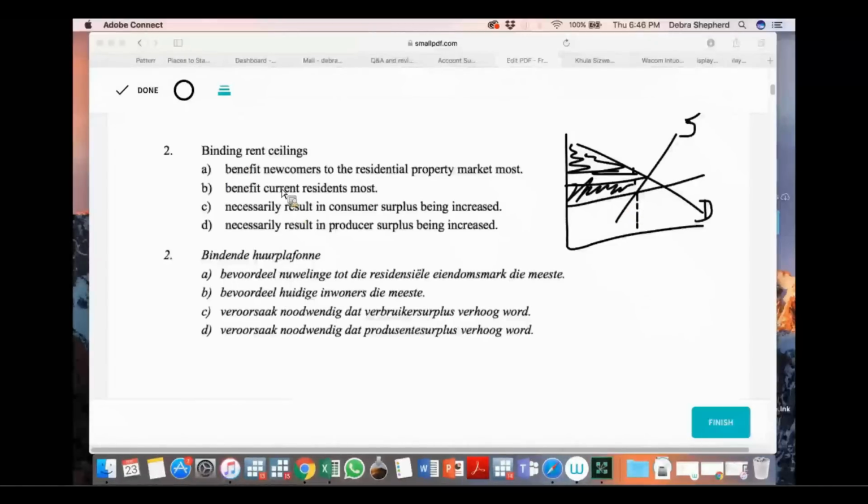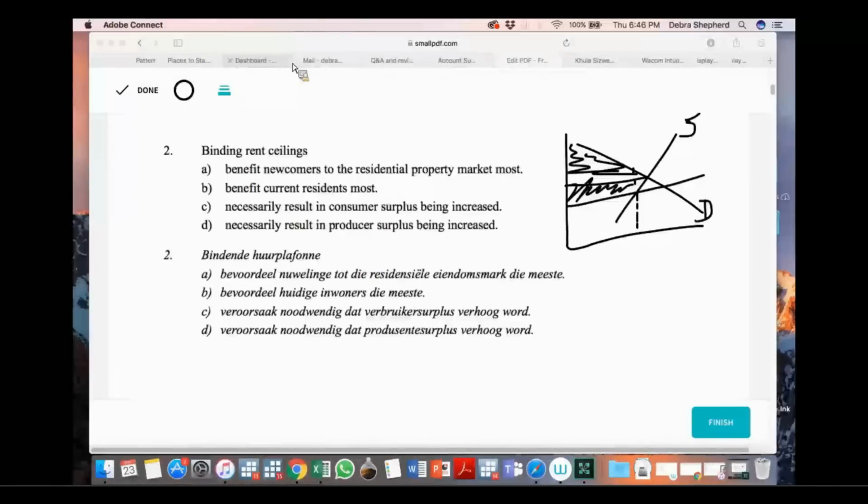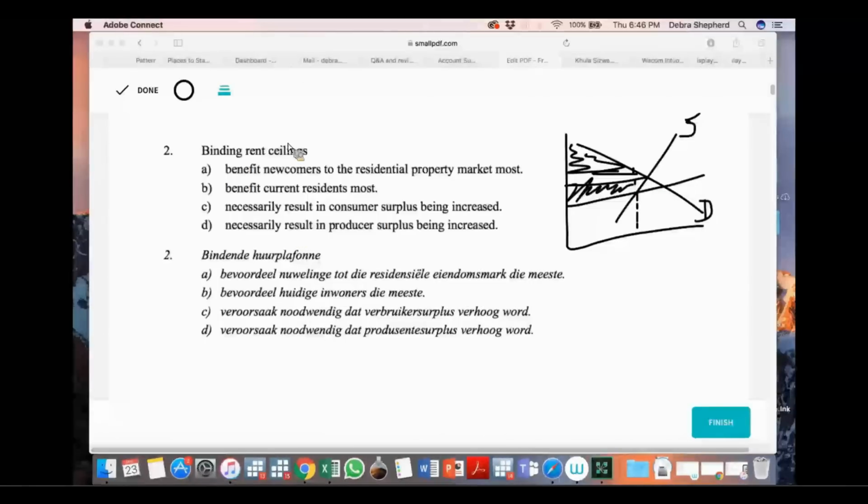So the whole point of a binding rent ceiling is to try and provide consumers with a lower price, because it's believed that this market is providing a good that is either essential or it's really important that it's affordable to consumers, such as housing. And that's why the price would be set quite low. And in order for it to be binding, it would have to be set below the equilibrium. So I understand the question you're asking.